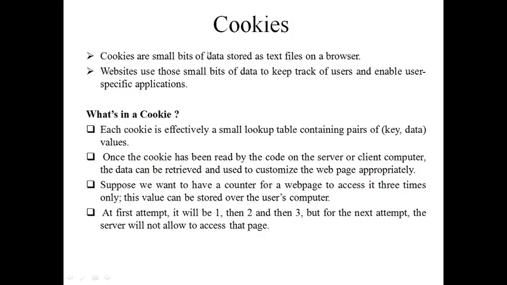Next is cookies. Cookies are small pieces of data stored as text files on a browser. Websites use these small pieces of data to keep track of users and enable user-specific applications. That is, based on the user's previous browsing history, the websites display the contents.